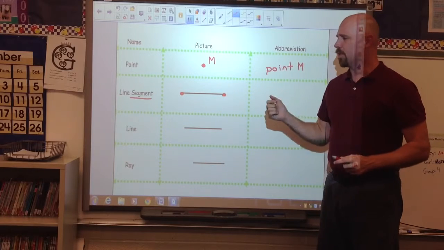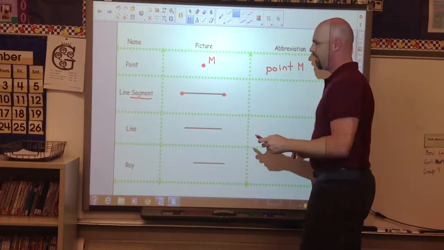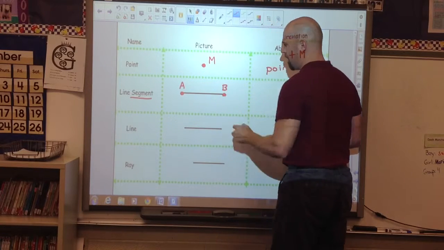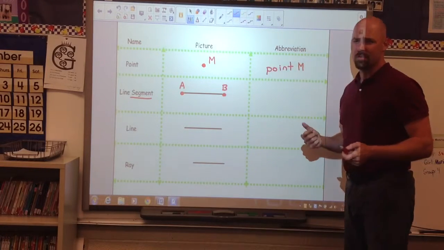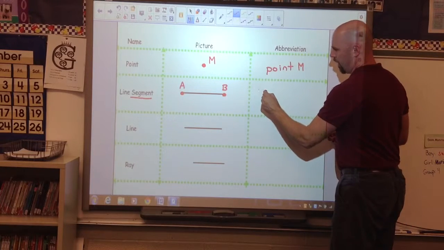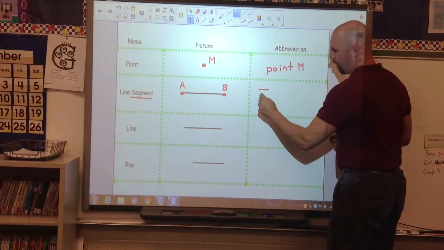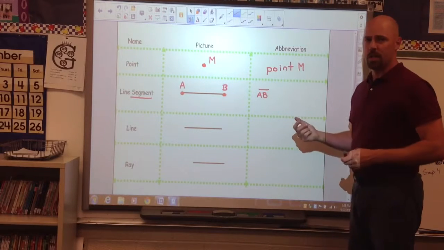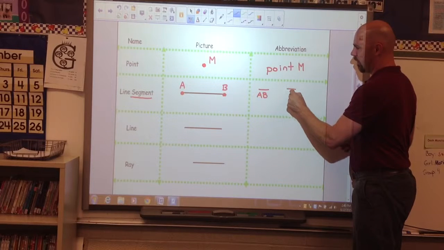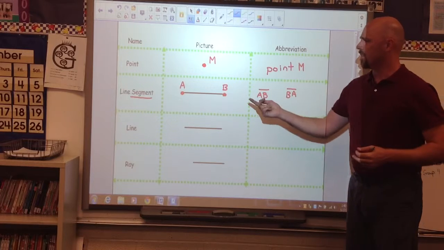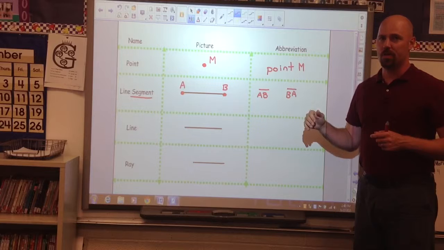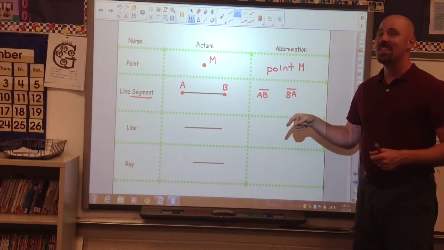When we do line segments, we have to use 2 letters to give it a name. So let's just go with A and B. And when we write the abbreviation for this, we draw a line segment on top, and we can call this thing AB. That's one of the names we can give this, or BA. So this is line segment AB or BA, and that's it. That's how big that thing is. You can actually measure it. I keep saying that because a line is different.